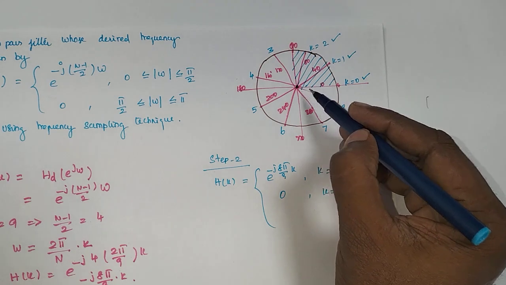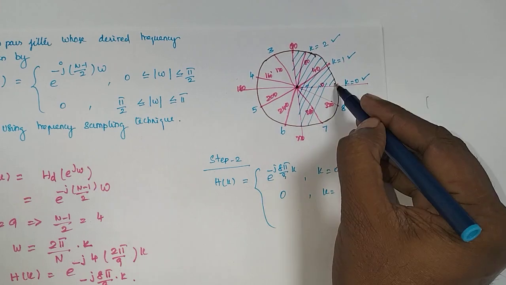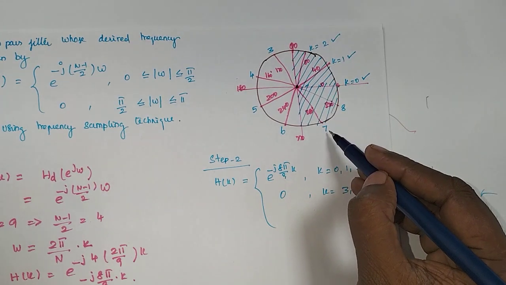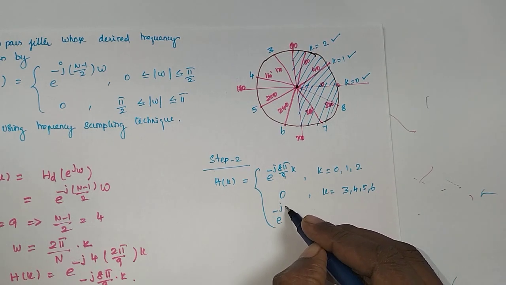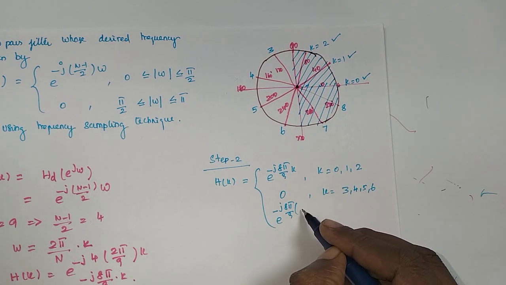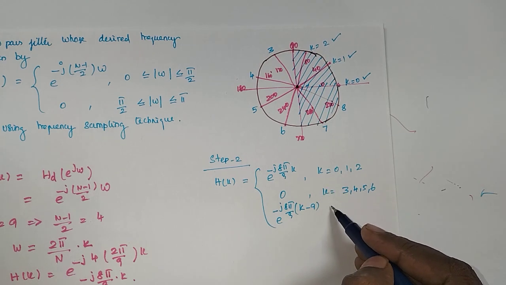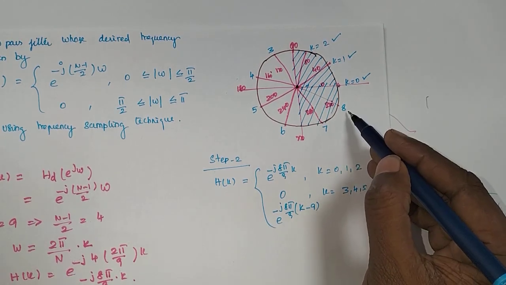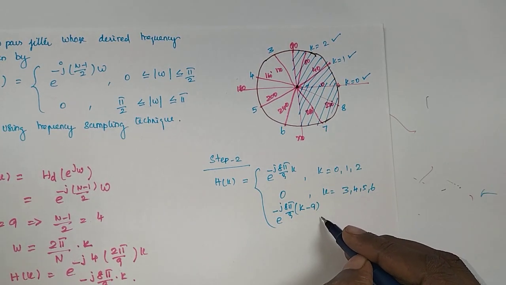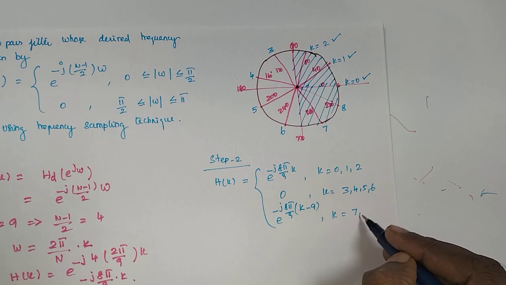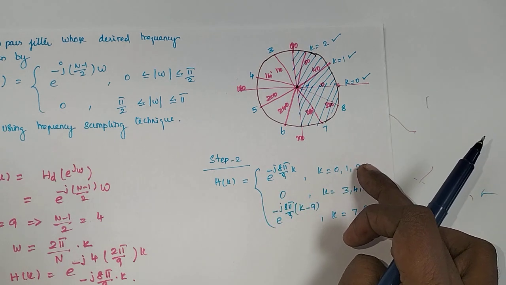Again, it is symmetrical about 3. Here we have the response for 7 and 8, that is e power j pi by 9 k minus 9. The number of samples is k minus 9, that is minus 2 and minus 1. For minus 2, that is 7 minus 9, and for minus 1 we have the response for k equal to 7 and 8. So we found the response for different samples.